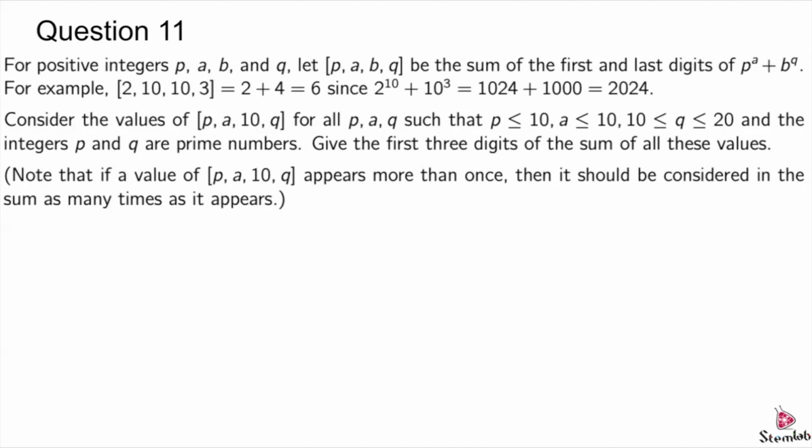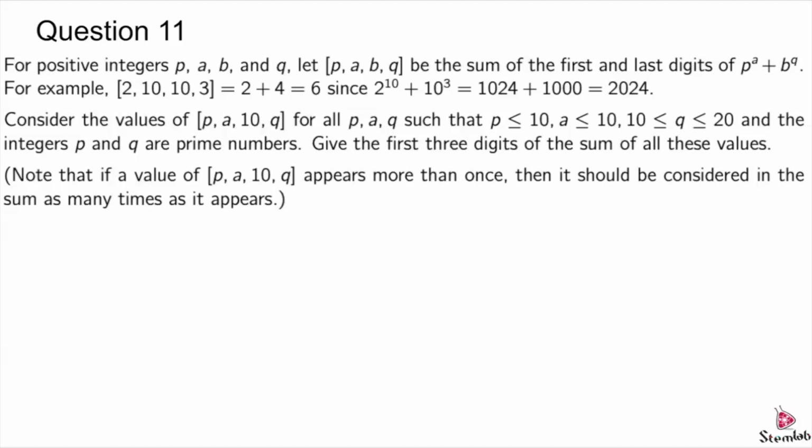Consider the values of [P, A, 10, Q] for all P, A, Q such that P is less than or equal to 10, A is less than or equal to 10, and Q is greater than or equal to 10, but less than or equal to 20. And the integers P and Q are prime numbers. Give the first 3 digits of the sum of all these values. Note that if a value of [P, A, 10, Q] appears more than once, then it should be considered in the sum as many times as it appears.